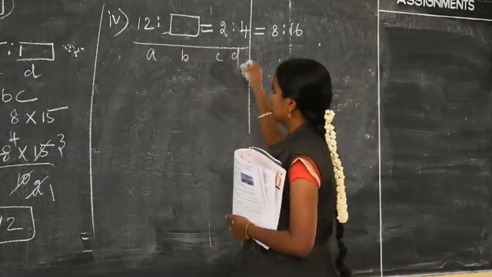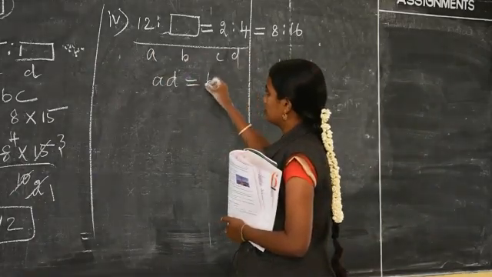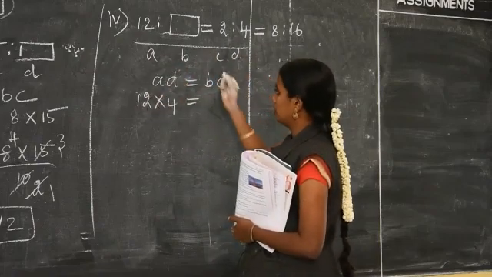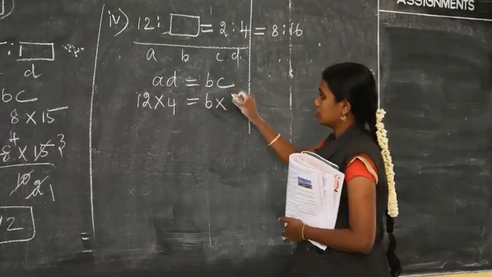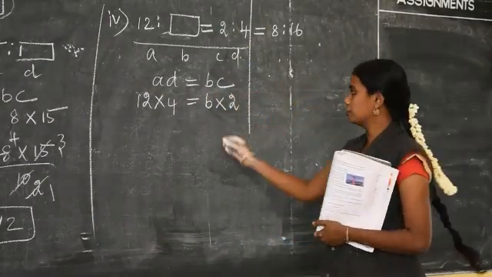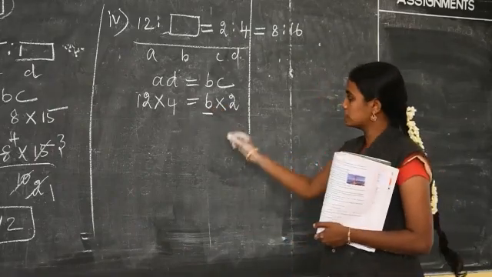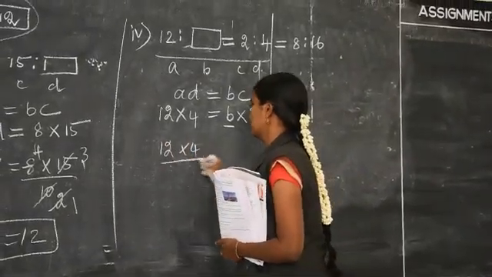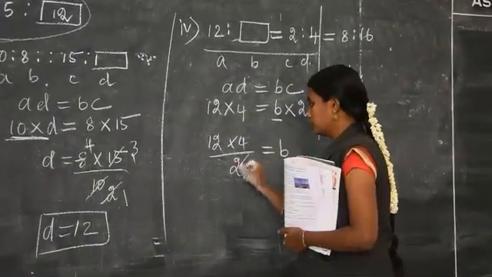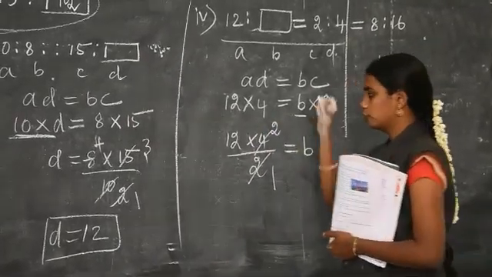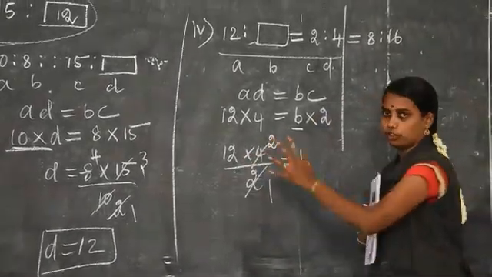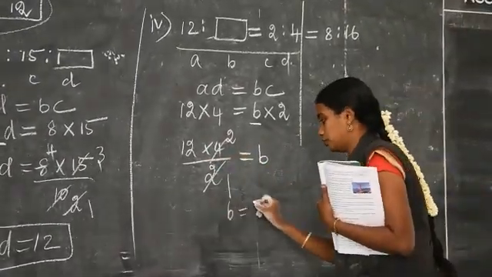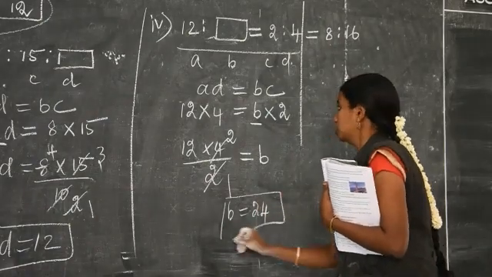A, B, C, D. Formula AD equal to BC. A value 12, D value 4, B value we don't know, C value is 2. Okay, now we need to find the B. So B write as it is. The multiple 2 will go this side as division. 2 ones are 2, 2 twos are 4. Okay, you can cancel by 12 or 4. Okay, answer will not be changed. So I cancel 12 twos are 24. So B value is 24.